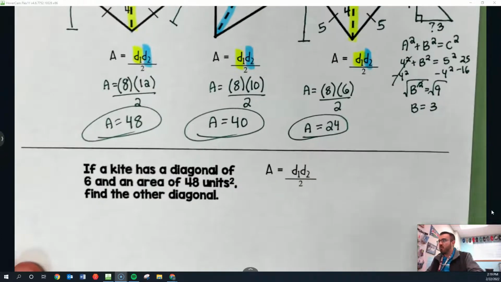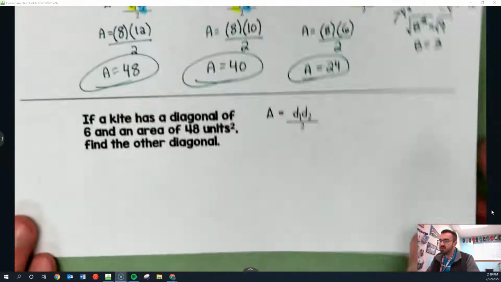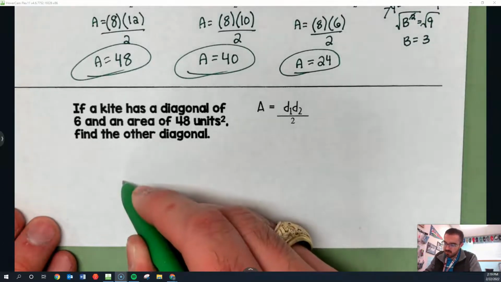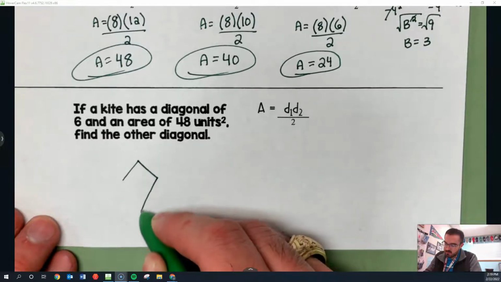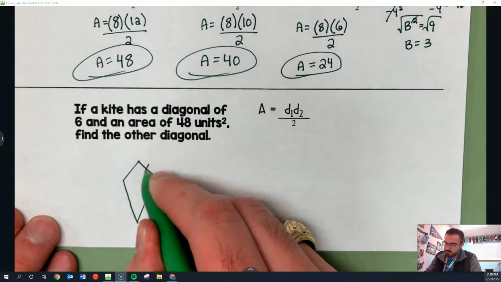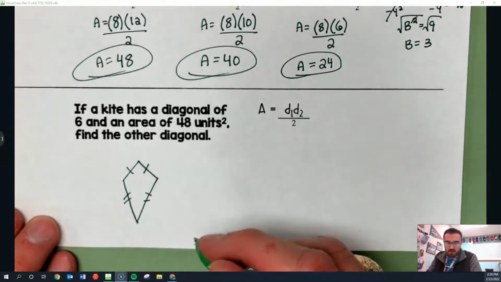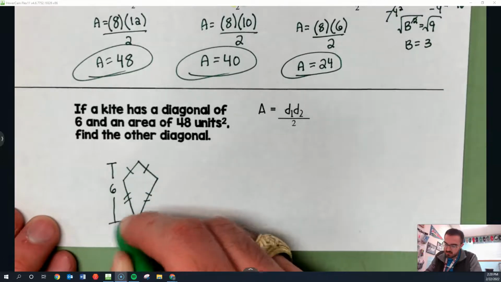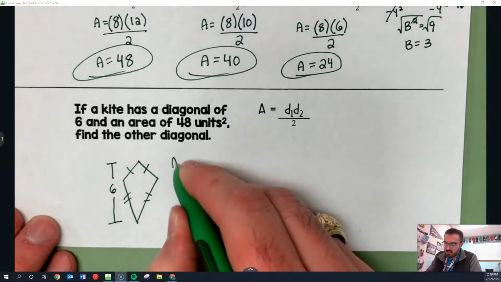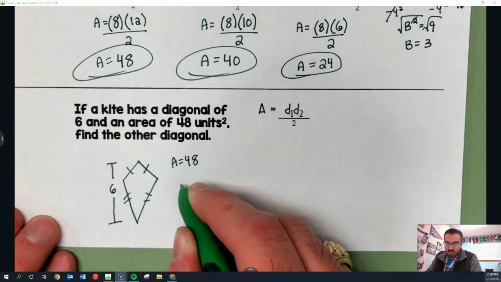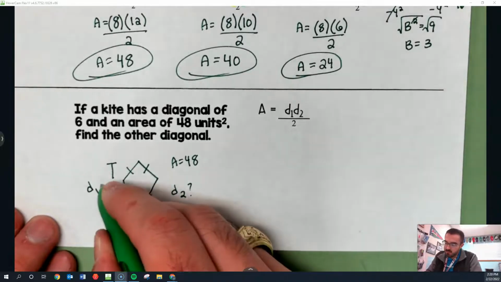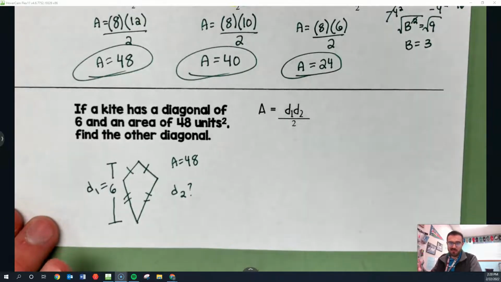All right. What about this one? Very similar to what we did on the other page. We have to draw the kite. If a kite has a diagonal of 6, let me draw this little kite. There's our kite. So we know that one of the diagonals is 6. I could label it like this. One diagonal is 6. The area is 48. Let's say this is D1. What is D2? We know D1 is 6. We know area is 48. Guys, we got everything we need.